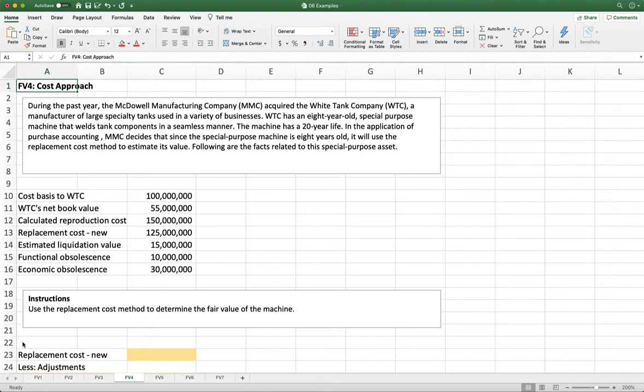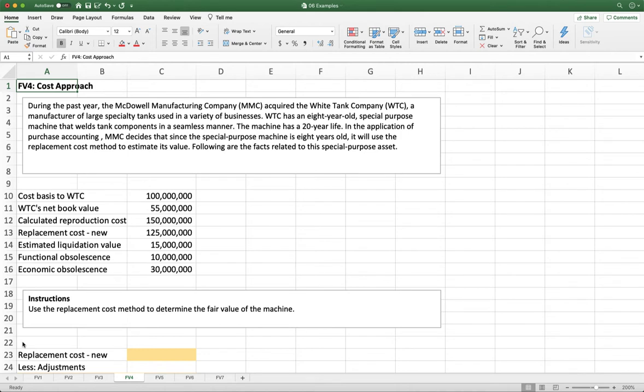In this example, we have McDowell Manufacturing Company, who in the past year acquired the White Tank Company, a manufacturer of large specialty tanks used in a variety of businesses. When I first started doing this example, I was picturing military tanks, but it's tanks that contain liquid. It's really not nearly as exciting as I had hoped.